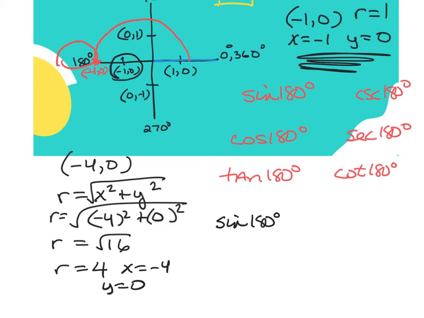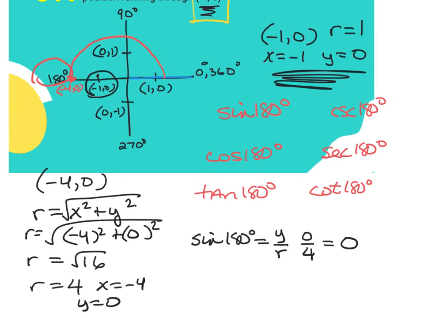Watch what happens. So sine, back from that second slide, we know sine is Y over R. So I'm going to put 0 over 4. This simplifies to 0. If I come up here and use these numbers and do the same thing, Y over R, my Y is 0, my R is 1, I still have it simplified to 0. I'm still going to get the same answers for all the trig functions.